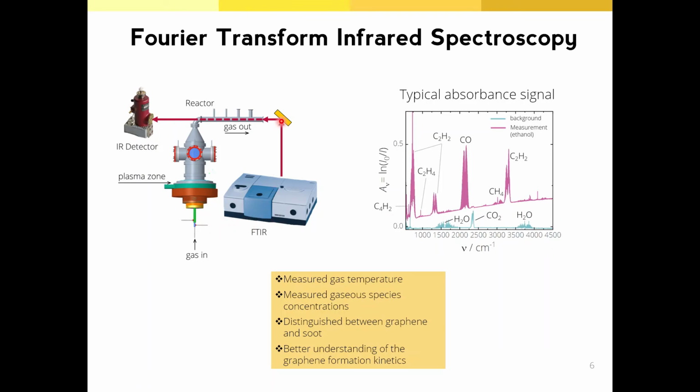Another in situ technique we implemented was Fourier transform infrared spectroscopy. By shining the infrared light through the reactor, we can detect the gaseous species that are formed during the synthesis, and we can measure their concentrations. That information helps us to learn more about the chemical kinetics of the process.